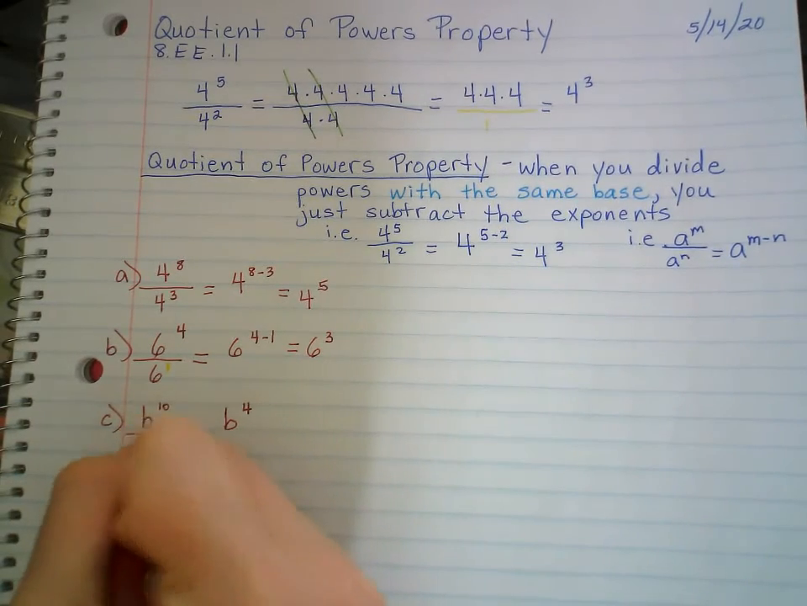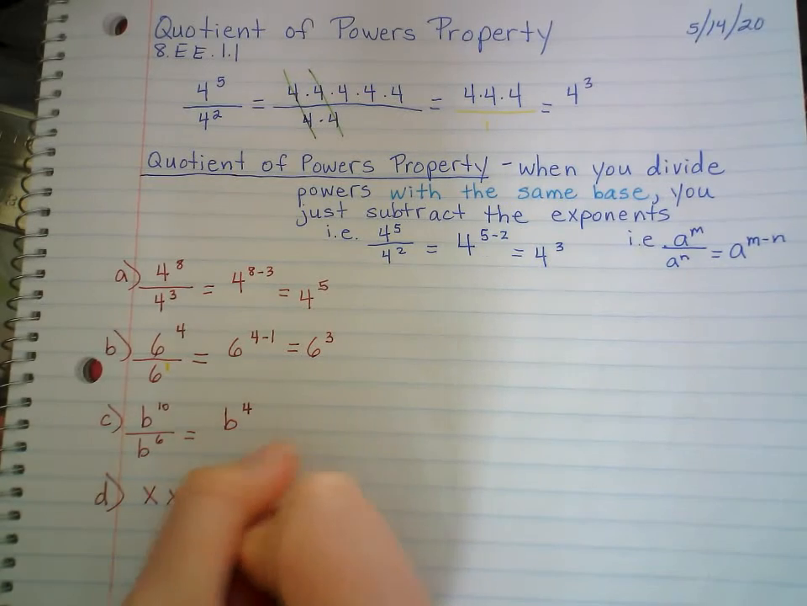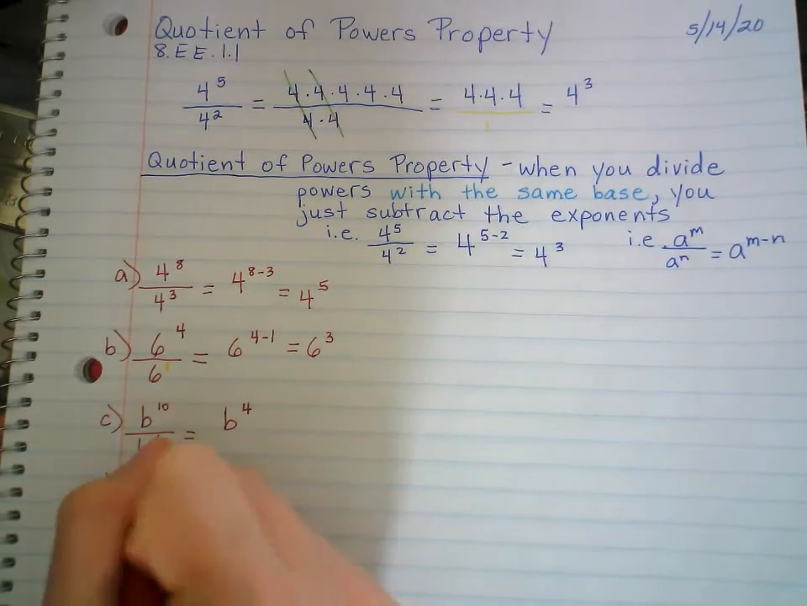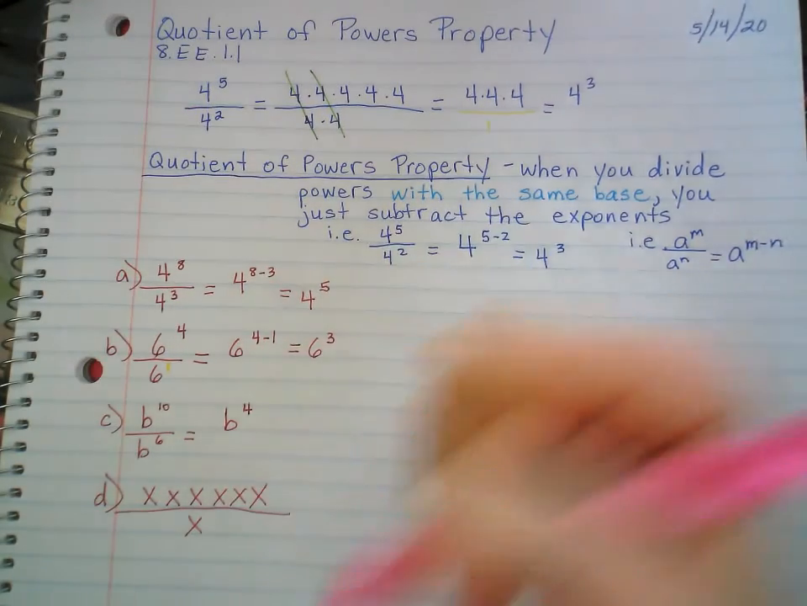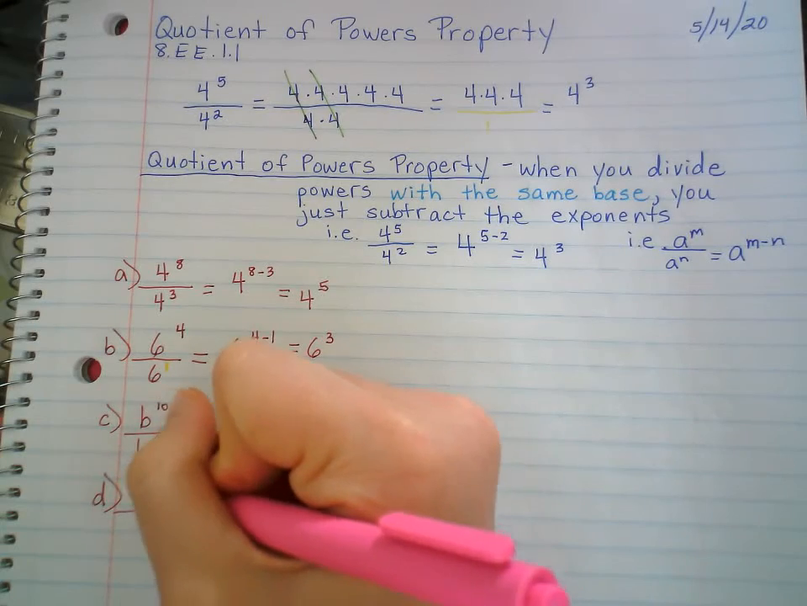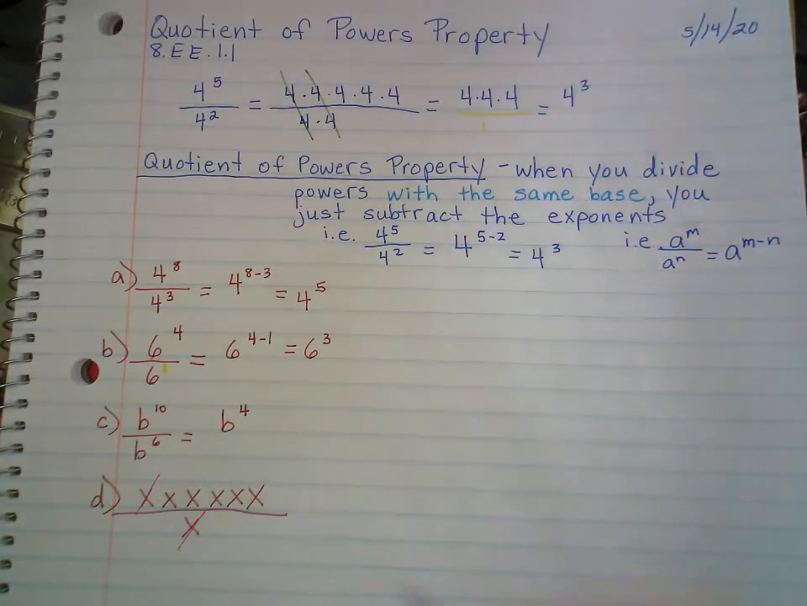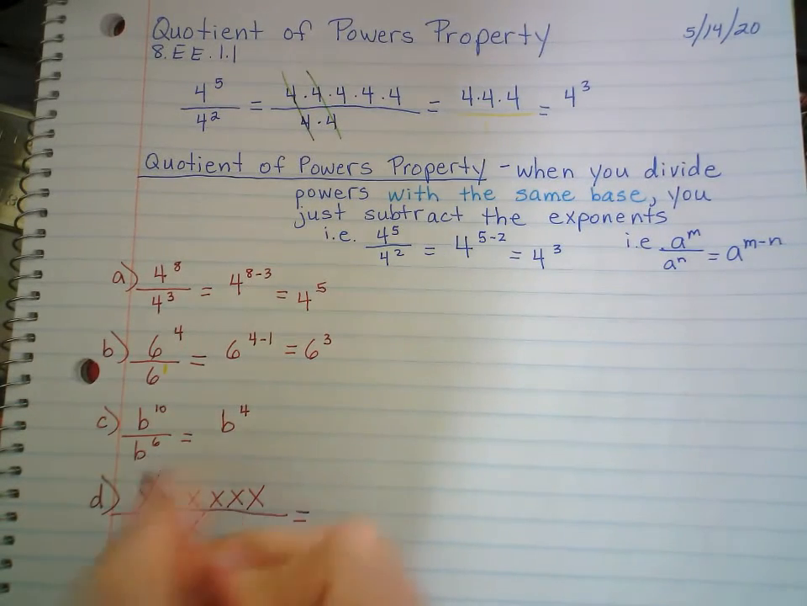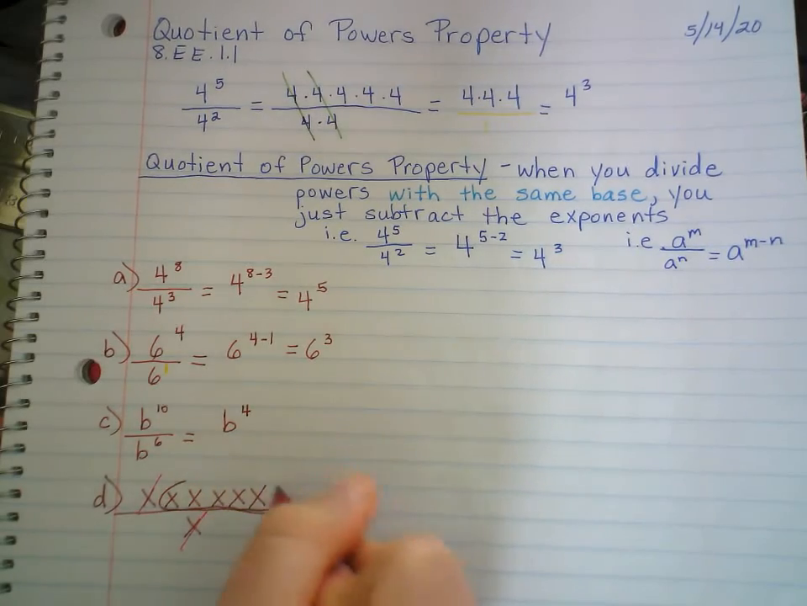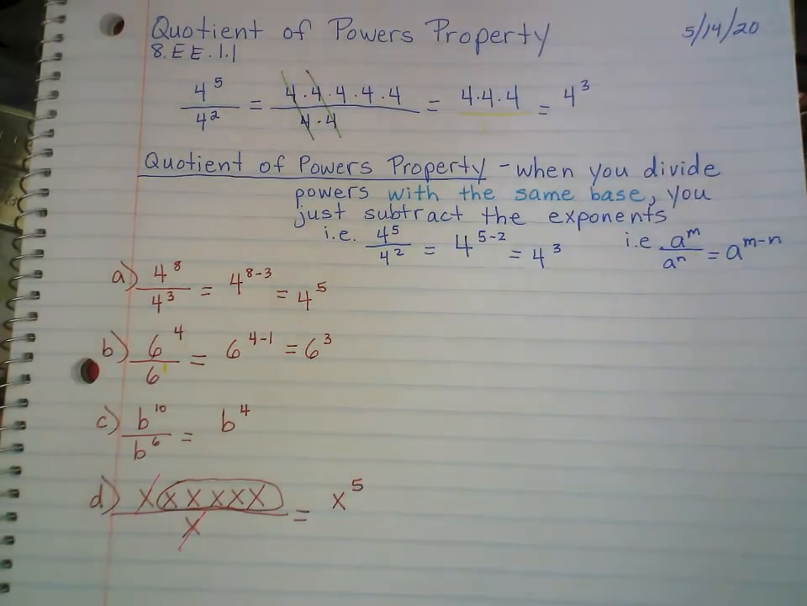Example D. What if we have x times x times x times x times x times x over x? All right, well, same variables in the numerator and denominator. Cancel out an x, cancel out an x. That leaves us with 1, 2, 3, 4, 5 x's in the numerator. X times itself 5 times, that's x to the 5th.